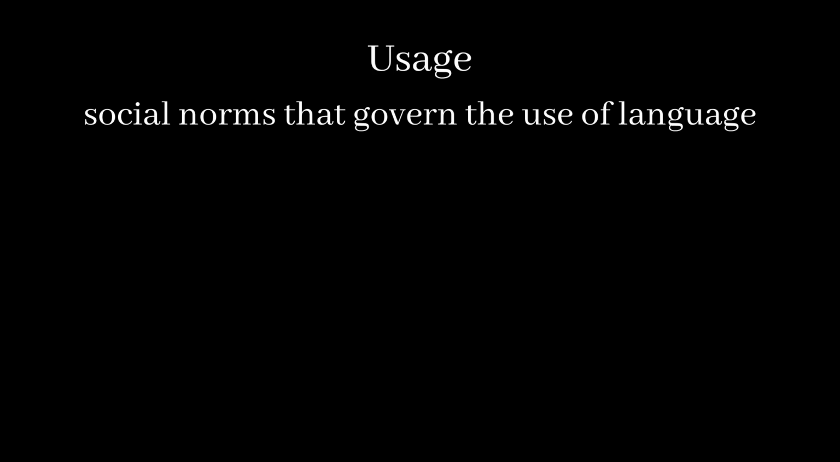Now, the third category of things that are outside of grammar proper, but that are a real aspect of how a language works and how we use a language, is usage. And this is actually the least integrated part of a language. Usage describes a set of social norms that govern the use of language. They're completely external to grammar.